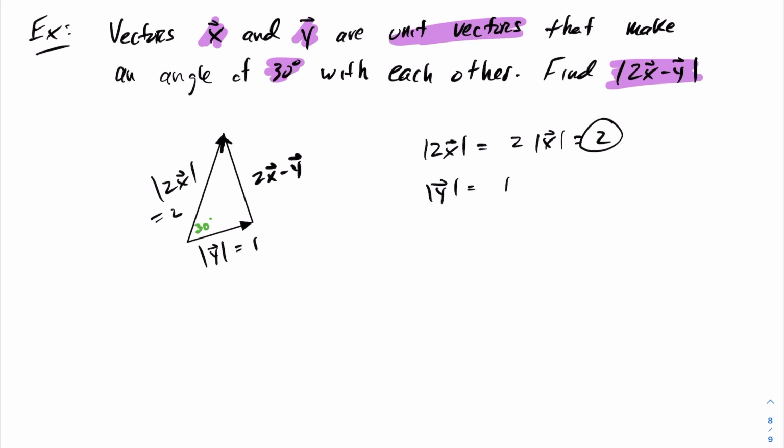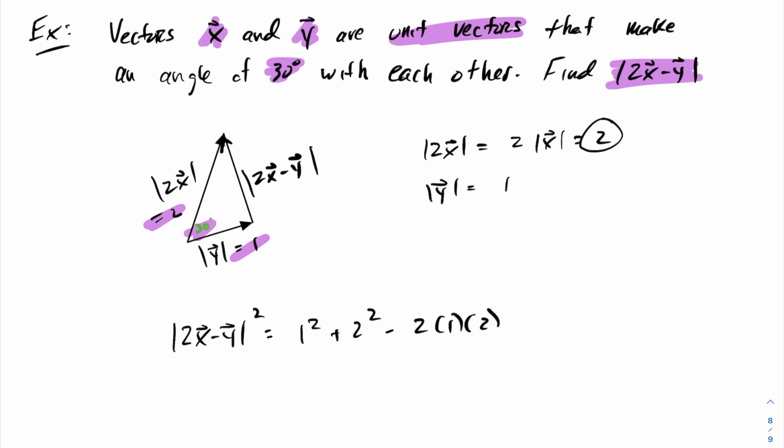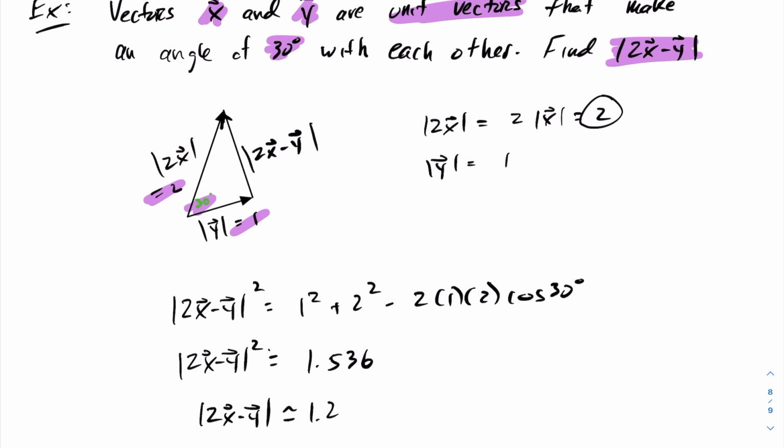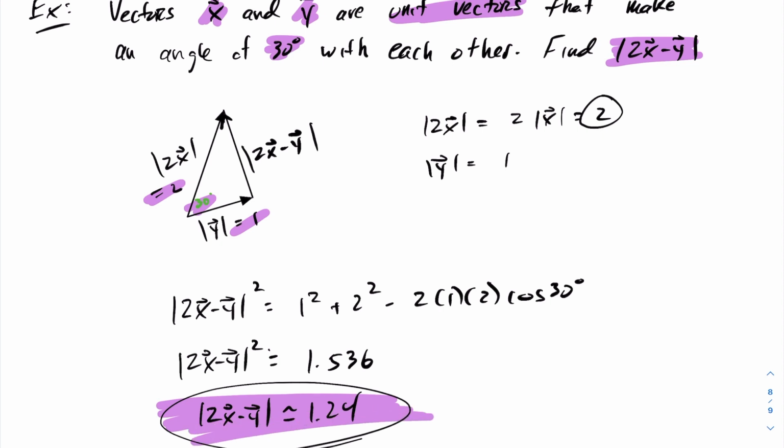So once again, we're in a situation here where we have side, angle, side, and we're interested in finding the magnitude of 2x minus y. So therefore, using the cosine law once again, we have the magnitude of 2x minus y squared is going to equal 1 squared plus 2 squared minus 2 times 1 times 2 times cos of 30 degrees. In which case here, the magnitude of 2x minus y squared is going to equal approximately 1.536. Taking our square root, we get approximately 1.24. So therefore, the magnitude of 2x minus y is approximately 1.24.